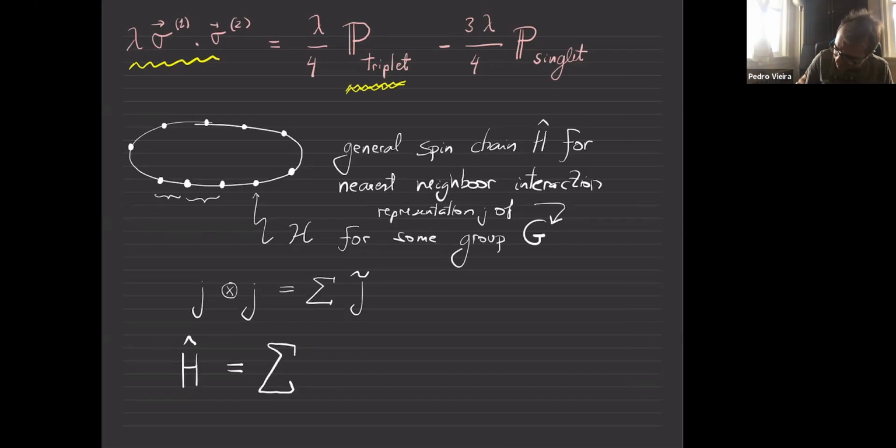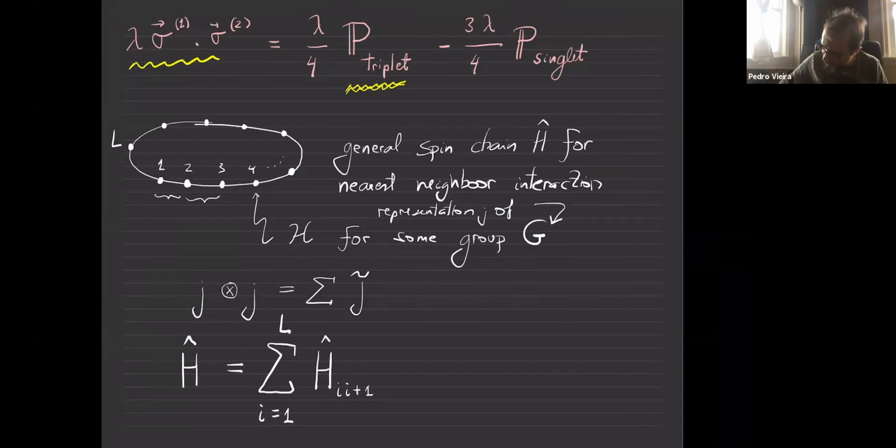I go around the spin chain from i equal to one up to the number of sites of the spin chain: 1, 2, 3, 4, et cetera, until the last one, L. And then I have some Hamiltonian density, some interaction that couples spins i and i plus one. And that's my spin chain Hamiltonian. And what would be this spin chain Hamiltonian? What would be this interaction?